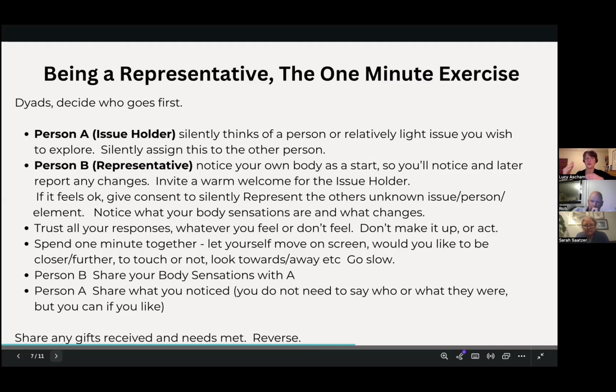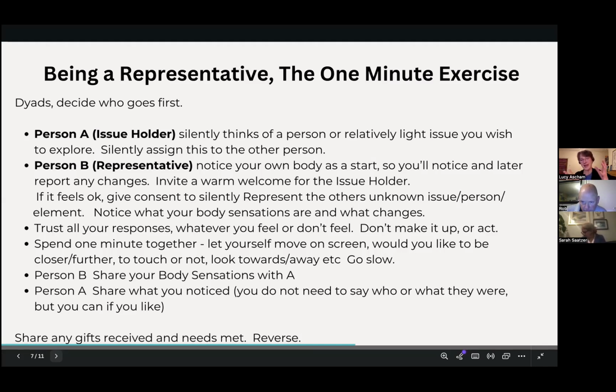"Oh, I suddenly felt cold. I was quite warm to begin with." "I suddenly felt cold." "Oh, I felt quite clear-headed and now I feel really sleepy." These are the kind of things that we're interested in, so it's nothing to worry about. Sometimes people get no information. They feel quite numb or just empty. That is also information. So please don't make anything up.